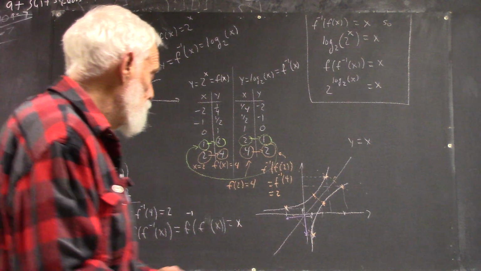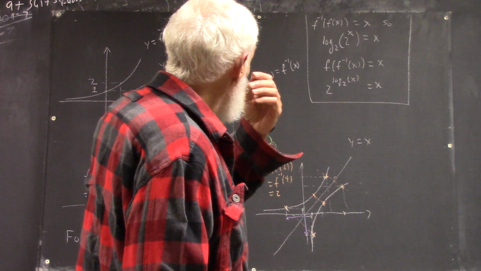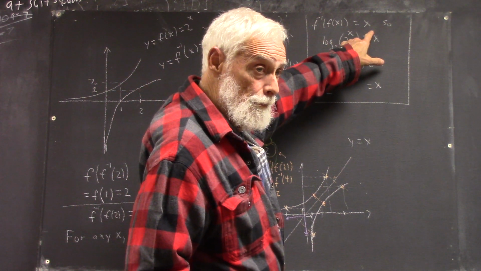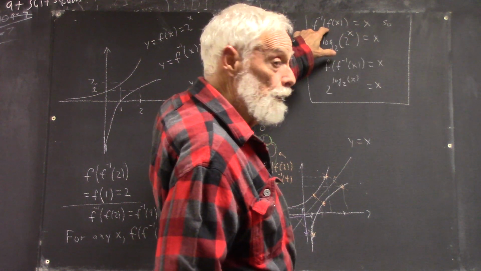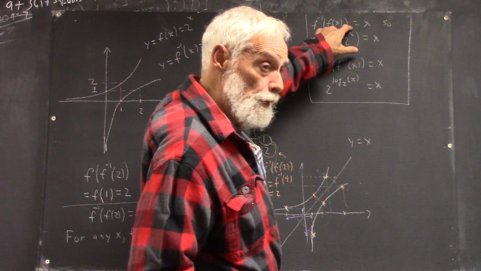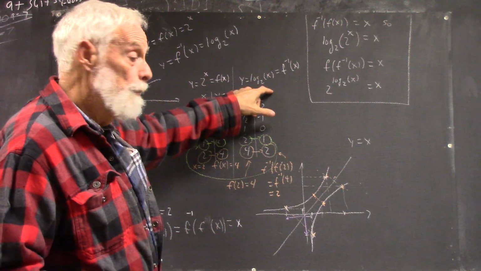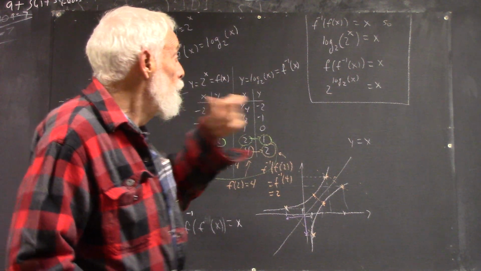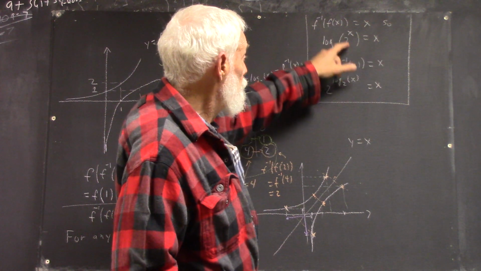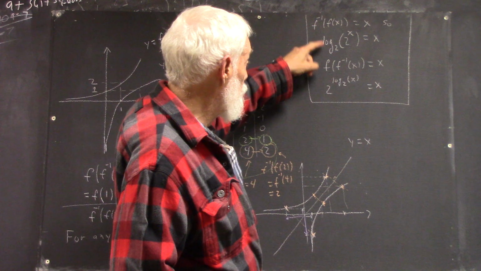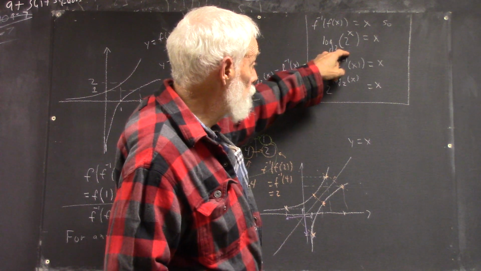Okay, well, that can be useful. f inverse of f of x equals x. Well, what's our f of x function? Our f of x function is 2 to the x. What's our f inverse function? Well, we call that the log base 2 function. So, saying the same thing, f of x is 2 to the x, f inverse is the log base 2 function. We say that log base 2 of 2 to the x equals x.